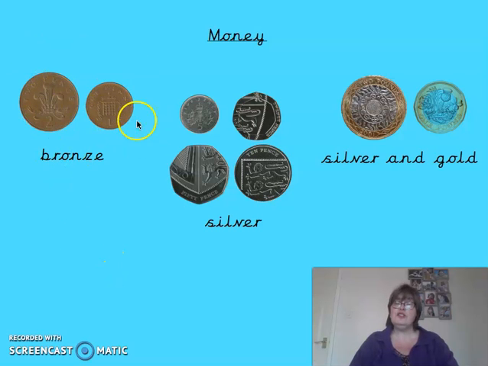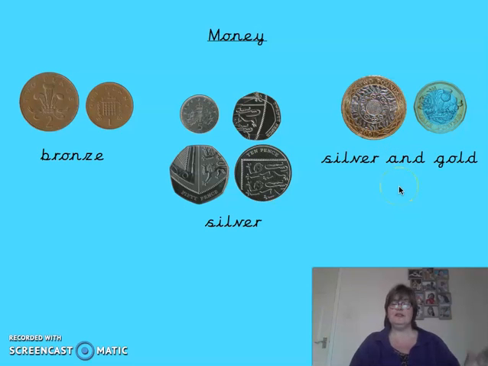So our 2 bronze coins are worth the smallest value. Then we've got 4 silver coins. Now the silver coins are worth more than the bronze, but not as much as the silver and gold coins over here. So we've got our least value in bronze. Next, slightly more value is silver. And then our most valuable, the ones that we can buy most with, are our silver and gold, because they've got silver in the middle and gold on the outside.